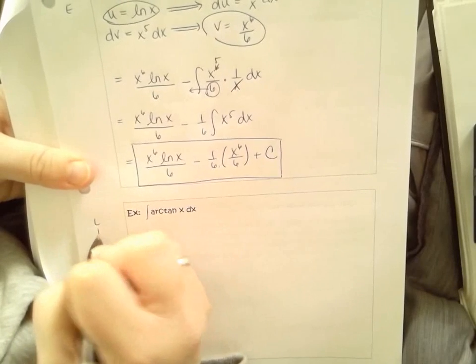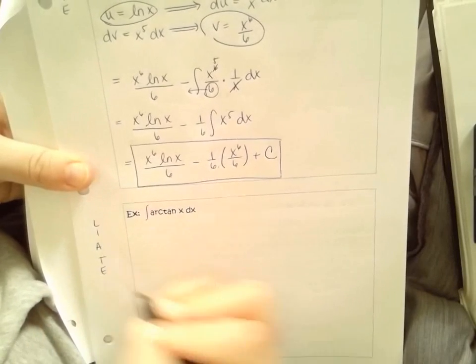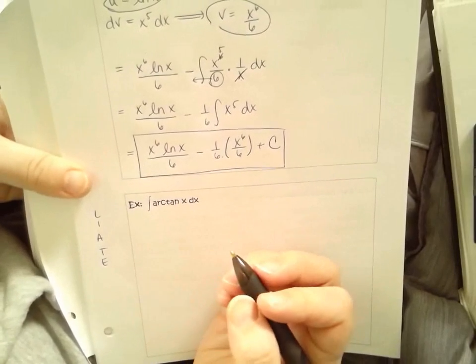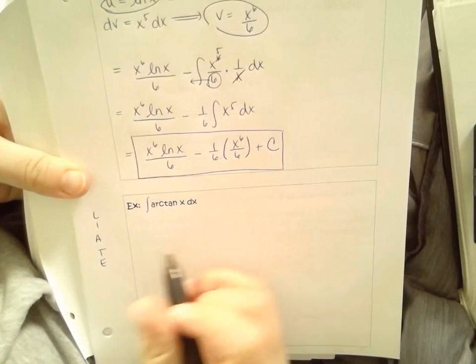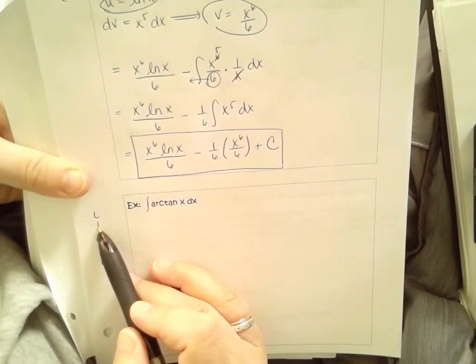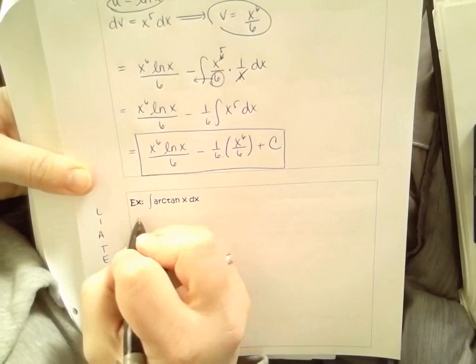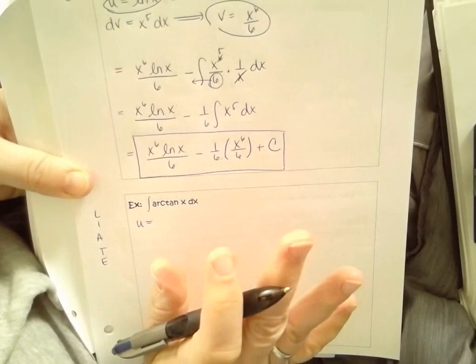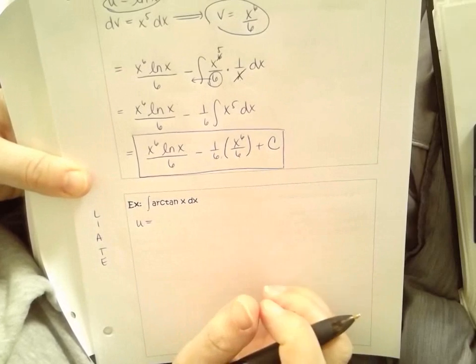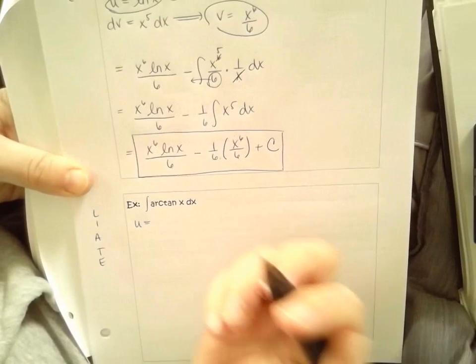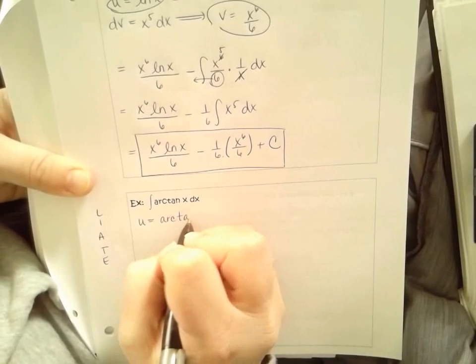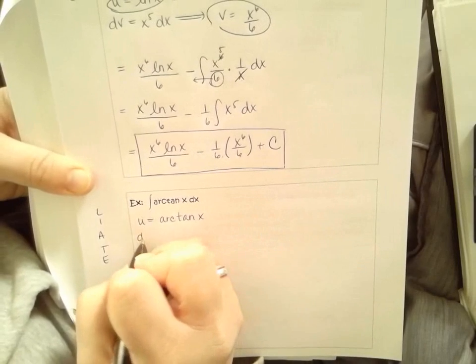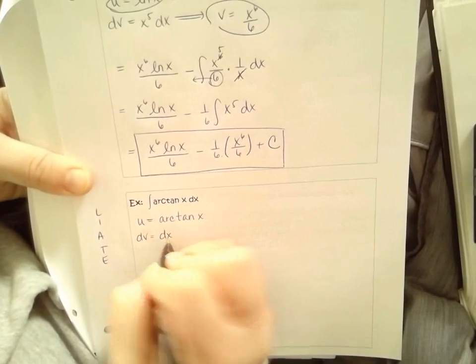Again, I'm going to write the reminder off to the side. U and V, what do I have here? I don't have log. Do I have inverse trig? And I do. So I'm going to say start because we don't know if this is going to turn out correctly or not. We might have to do it a couple times, and that's okay. But I'm going to start by saying that U is arctan of x. That means dV is the remaining portion.